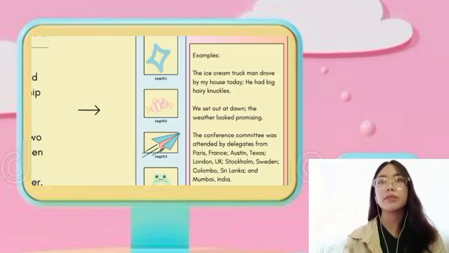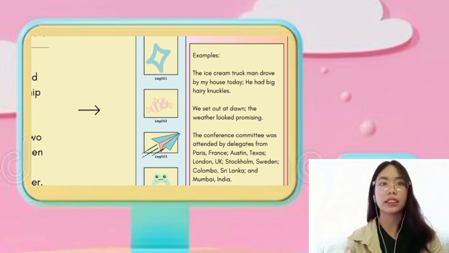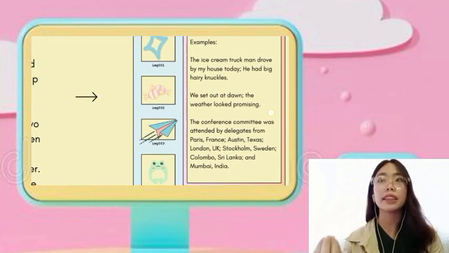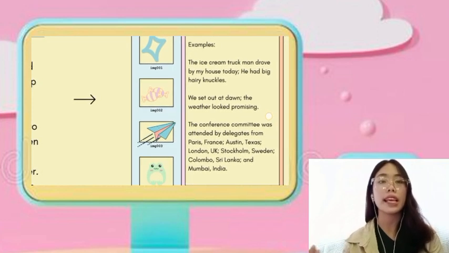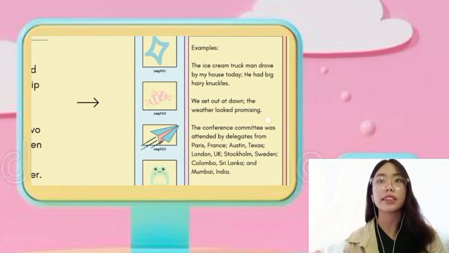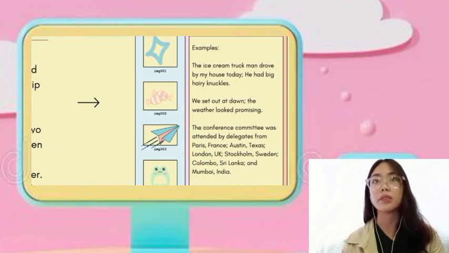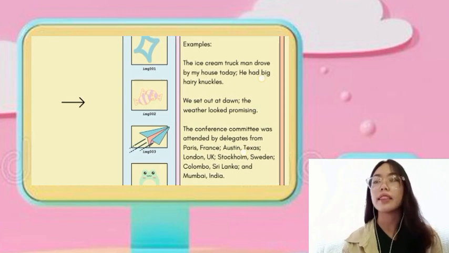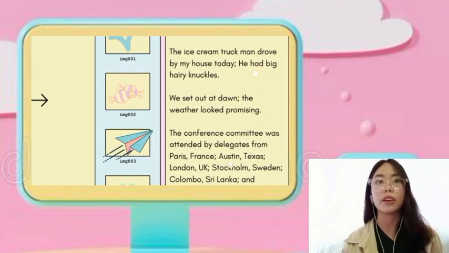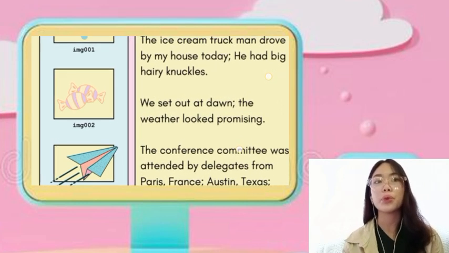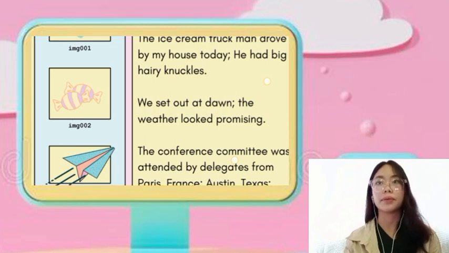Example: the ice cream truck man drove to my house today; he had big hairy knuckles. In that example, the first statement, the ice cream truck man drove to my house today, is an independent clause. And he had big hairy knuckles, the second statement, is also an independent clause, so meaning both clauses can stand on its own. And they show close relationship. Kumbaga, they are related to each other, and they are joined together through the punctuation semicolon.